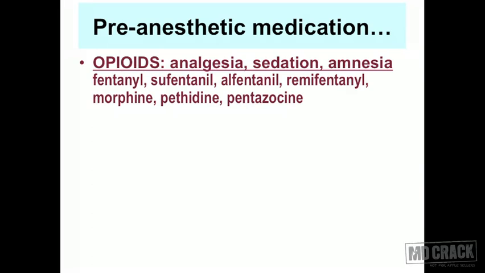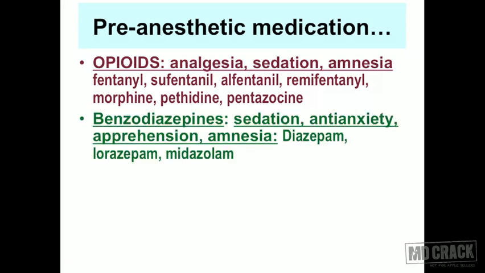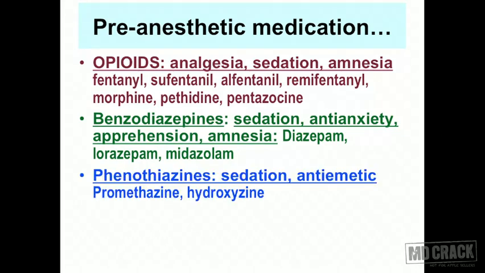In the next order, you have opioids. They are going to produce analgesia, sedation, and amnesia. And you have drugs like fentanyl, sufentanil, alfentanil, the newer derivatives of fentanyl. You could also think of using morphine, pethidine, and pentazocine. So all the opioids for analgesia, sedation, and amnesia. Most importantly, there are benzodiazepines, very commonly used as pre-anesthetic medication for sedation, anti-anxiety effect, decreasing the apprehension, and for producing amnesia. You have diazepam, lorazepam, and midazolam.